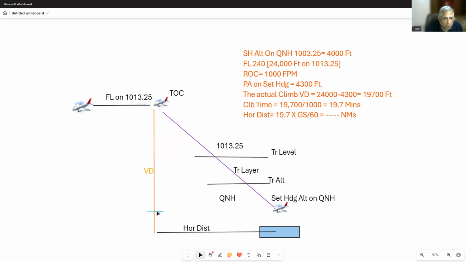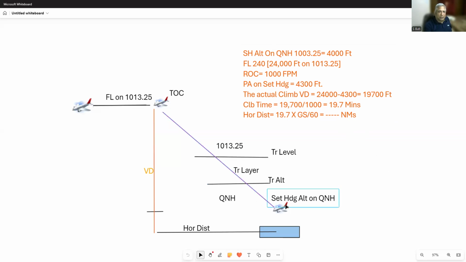19,700 feet from set course, and add another 4,000 feet. It will give you the distance you have climbed from the ground. Okay, so that is your vertical distance and horizontal distance that you have climbed. With this in mind, you'll be able to solve these questions on altimeter.